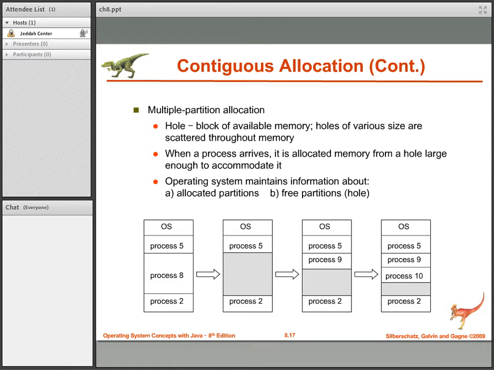Another process, 10, in this example, could be swapped in to the main memory, and this will be allocated a certain portion of the remaining hole, and so on until the remaining size of the hole does not accommodate any new incoming process.